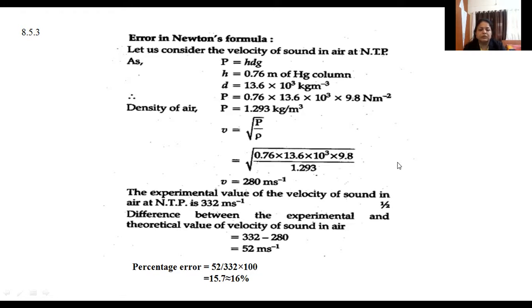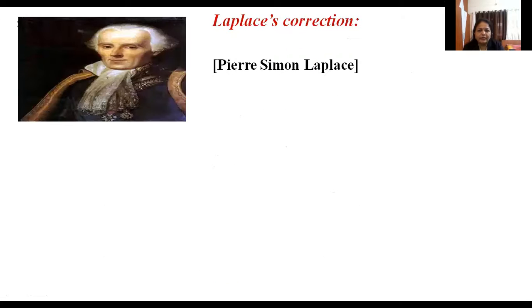And to correct this formula, Laplace gave another formula. We cannot really say it is another formula; he made a small correction in Newton's own formula, and that is known as the Laplace correction. Pierre Simon Laplace is the French physicist who gave this correction. It is called a correction because he made a slight correction in Newton's formula, and he assumed some different things.